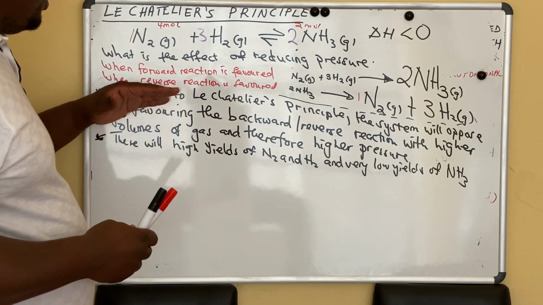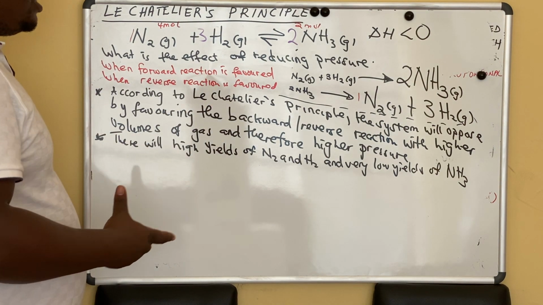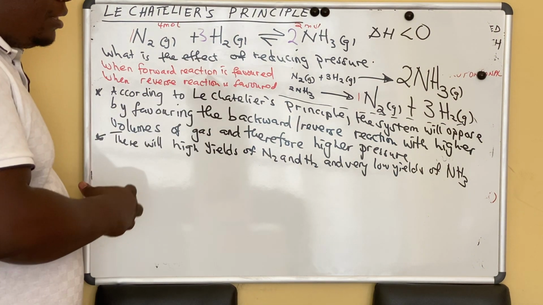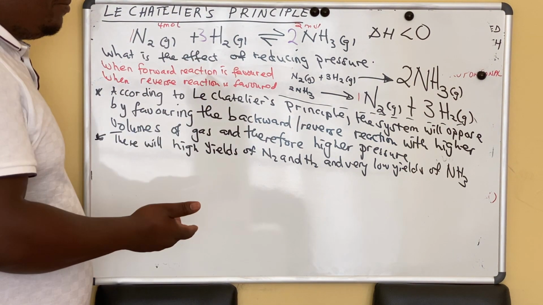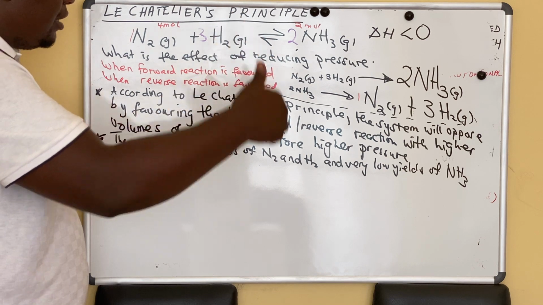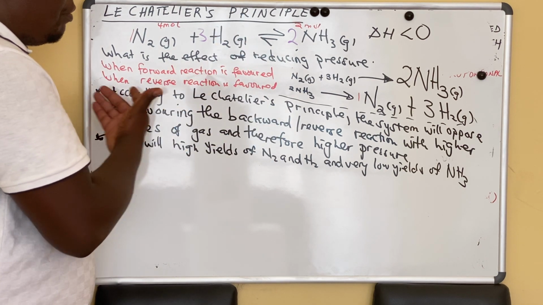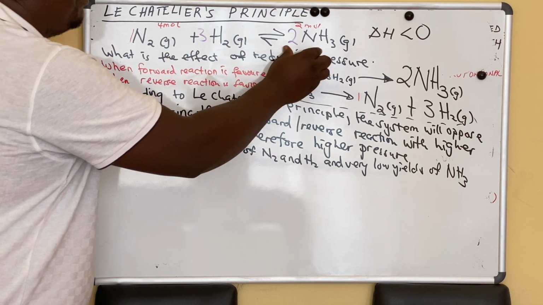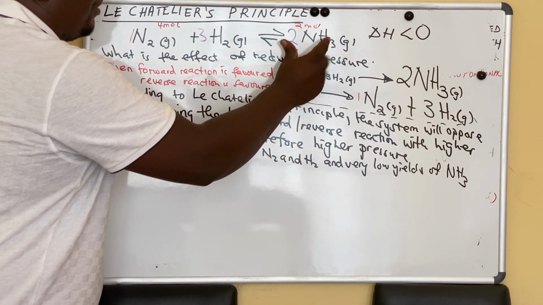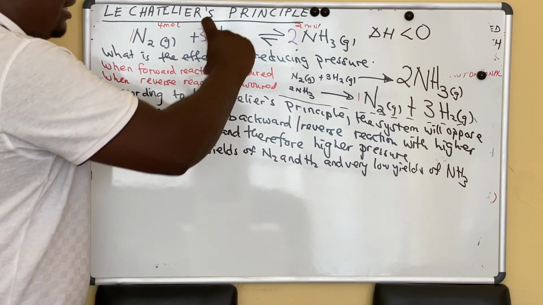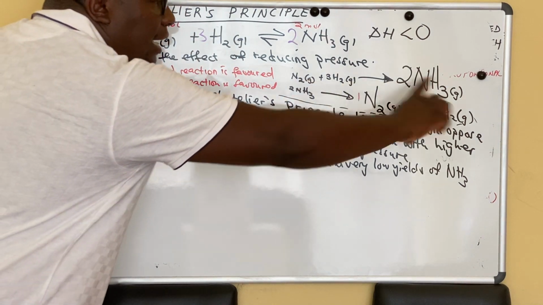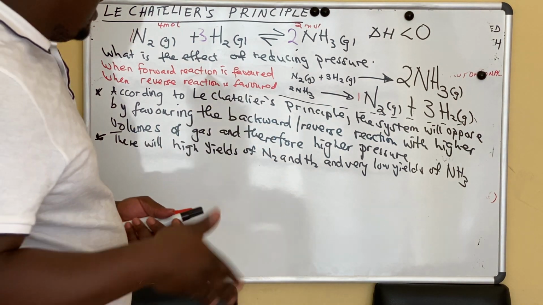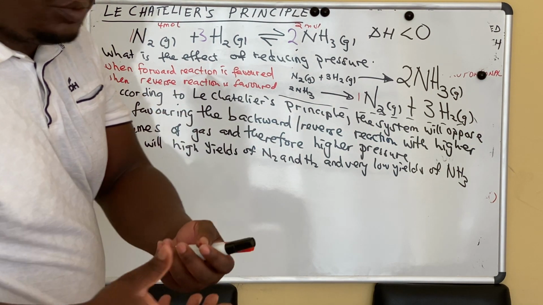So I hope you understand what the meaning of this is. So what is the effect of reducing pressure? The system will oppose according to Chatellier's principle by doing what? By favoring the reaction that has higher moles of gas, which in this case is the backward or the reverse reaction. So the reverse reaction is favored. When the reverse reaction is favored, it means we are having a little bit of NH3 and a lot of N2 and a lot of H2. That is why I like to write it like that in my head, so that it makes sense to me. I hope it also makes sense to you guys.